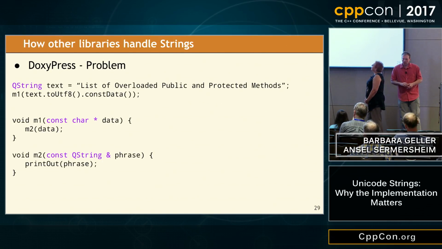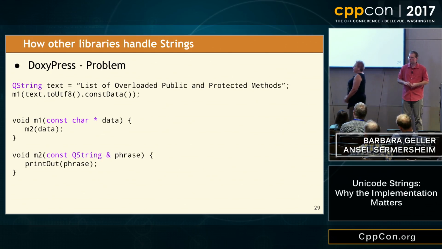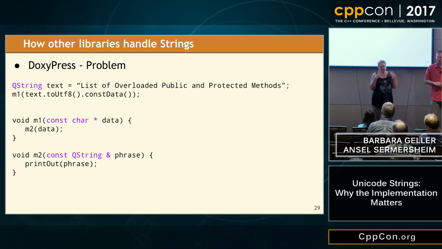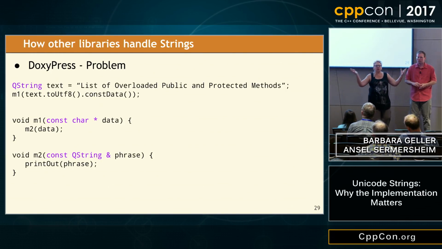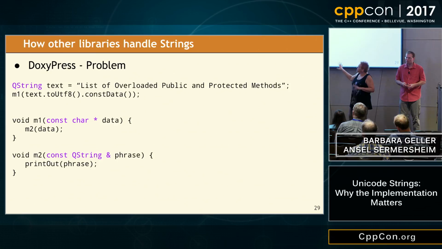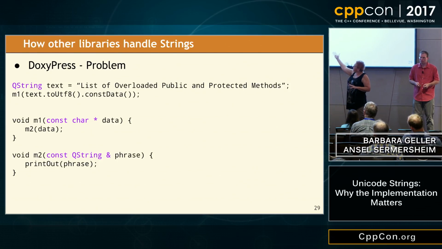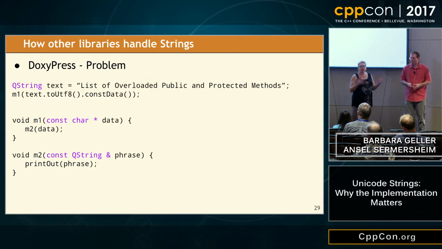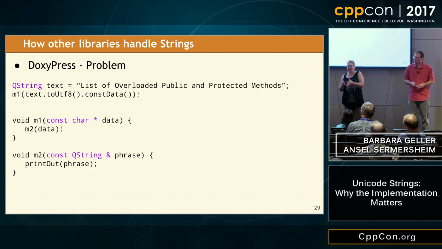So what we have here is a problem we found. The QString text here is just text in English that's going to be displayed on a particular page, some HTML output. And this is the code it was being run through. We'll come back and take a look at this code in a second, but basically M1 is calling M2, and then it's printing out. But then we decided, hey, we're international.